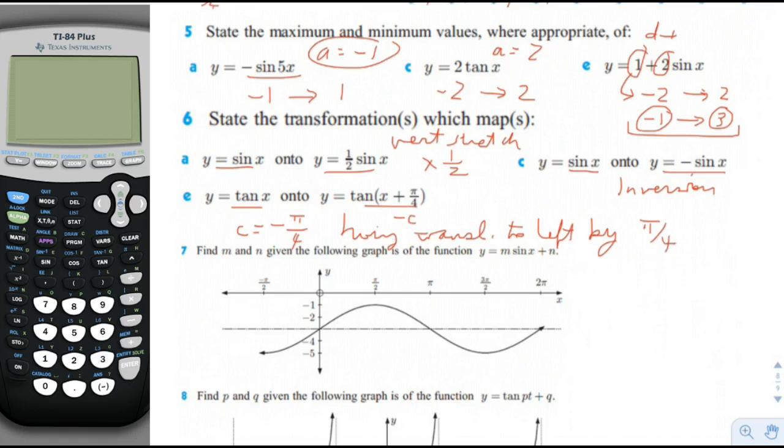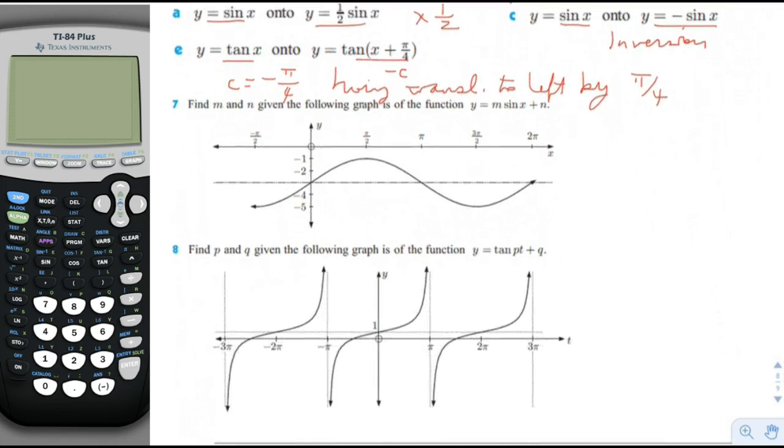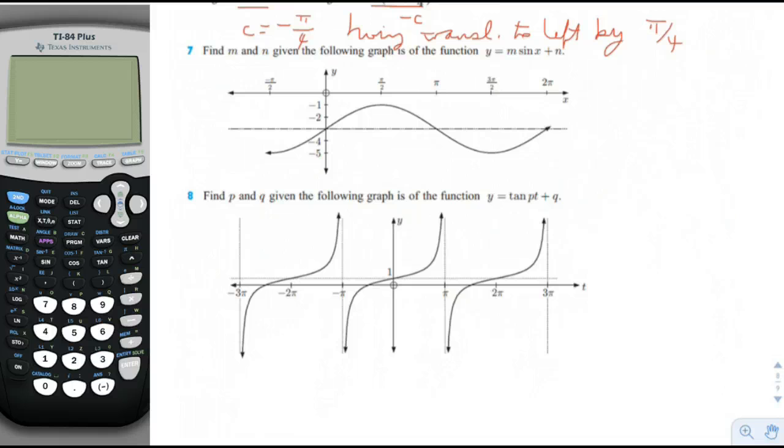Okay, number 7. Find m and n given the following graph is the function of y equals m times sine of x plus n. Okay, so you can see that the D factor, which is n, let's see, where's the middle line shifted to? The middle line seems to be shifted to -3. Okay, so that means the D value is -3. Okay, we've easily found n.